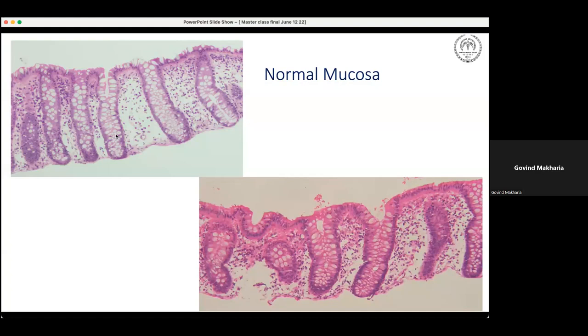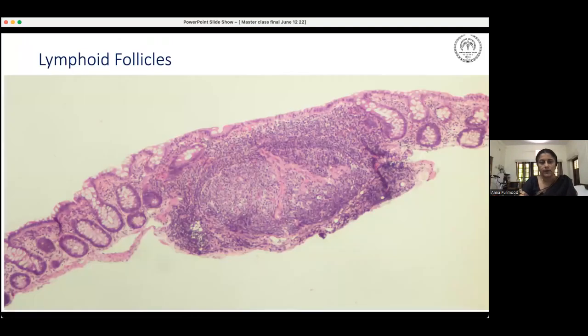Similarly, if the crypts are not perfectly oriented in the biopsy, you may see them looking oval or round or slightly different shapes because they are not cut straight. But again, this architecture is normal. If there's any doubt, an experienced pathologist will not have any problem in evaluating these kinds of changes. Lymphoid follicles are another place where the mucosal architecture may be quite different.